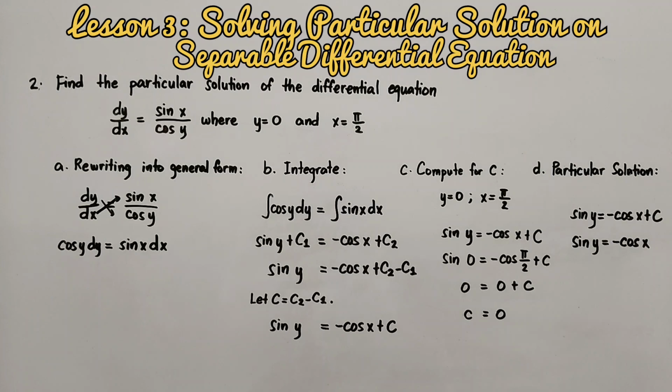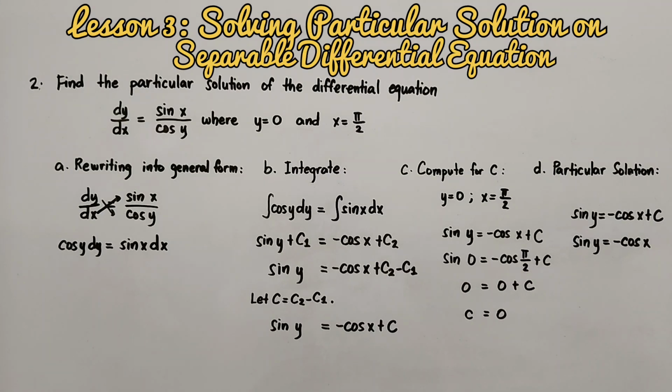For the second given, find the particular solution of the differential equation dy over dx equals sin x over cos y, where y is 0 and x is pi over 2. For the first step, rewriting into general form by applying cross multiplication, we have cos y dy equals sin x dx. The integral of cos y dy is equal to sin y plus c sub 1, and the integral of sin x dx is negative cos x plus c sub 2.